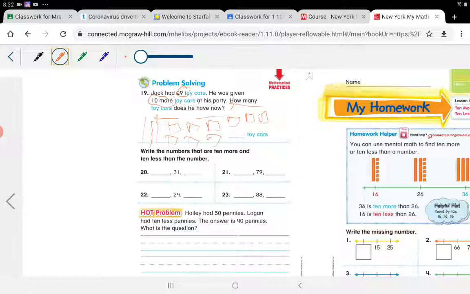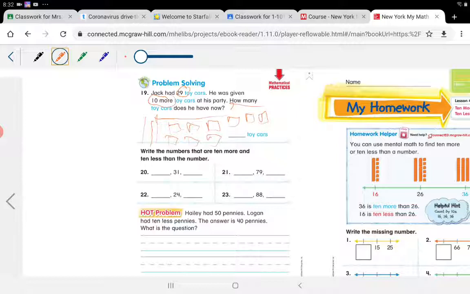Continue to do the rest on your own for questions 20 through 23. And then you're going to answer the hot problem. Haley had 50 pennies. Logan had 10 less pennies. The answer is 40 pennies.